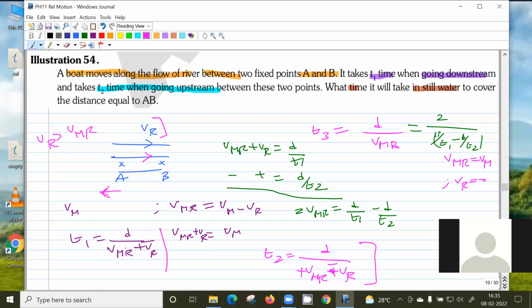So for the distance traveled, the effective velocity towards the right will be the effective river velocity. The velocity of man with respect to river is fixed, and the velocity of river is more. So it's the velocity of river.